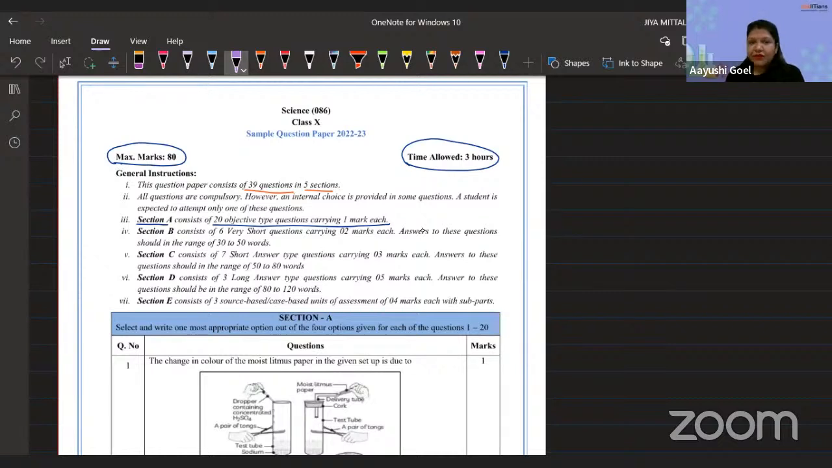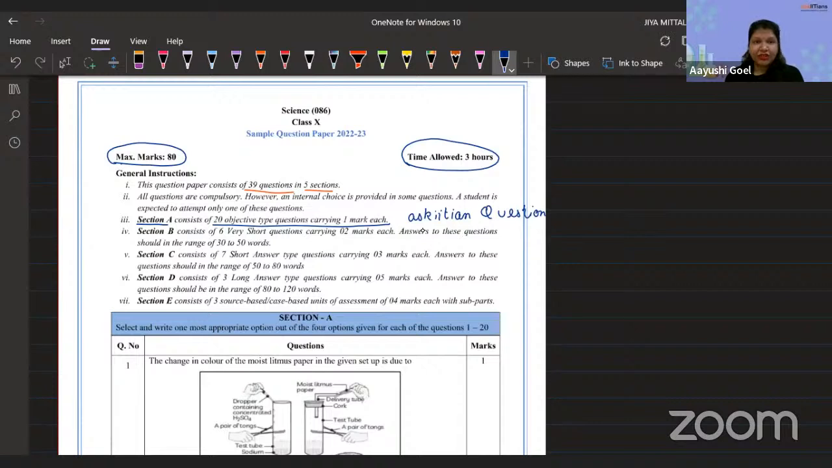So the first is Section A. Section A is MCQ. So for MCQ, practice all the Ask IITian questions. You will find every single type of question which they can ask you in the Ask IITian series. Questions which are given to you, don't miss any single test. Give every single test there.